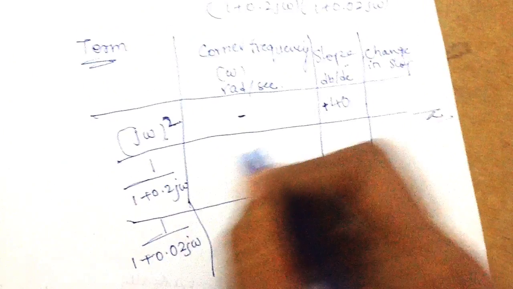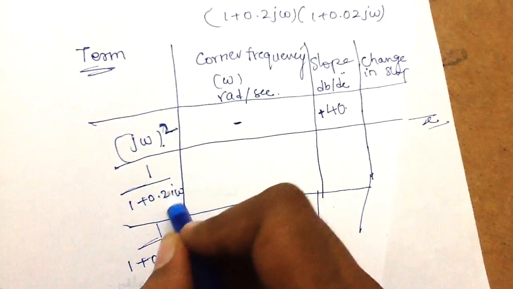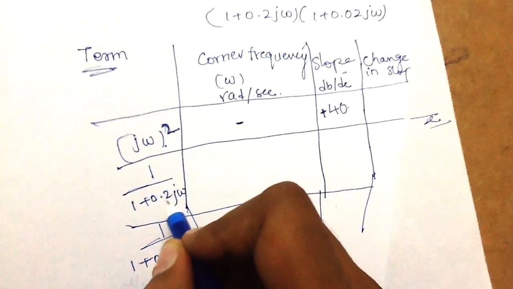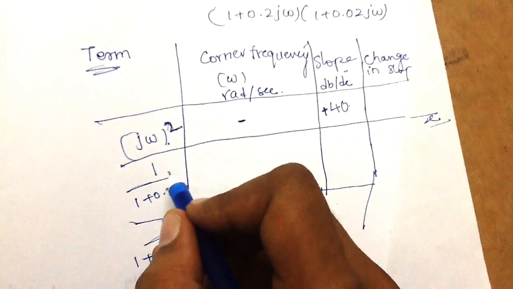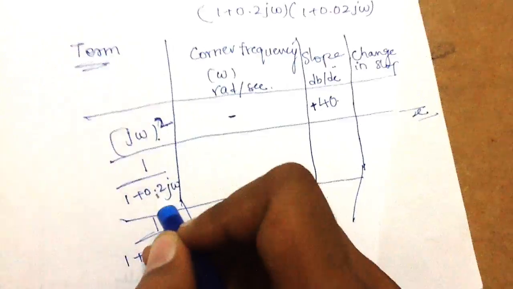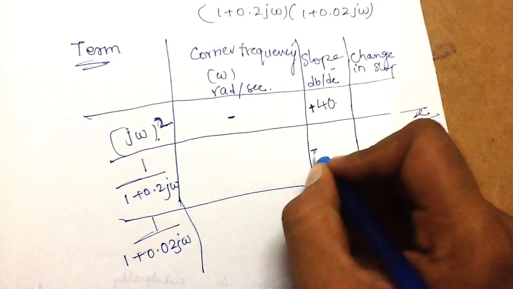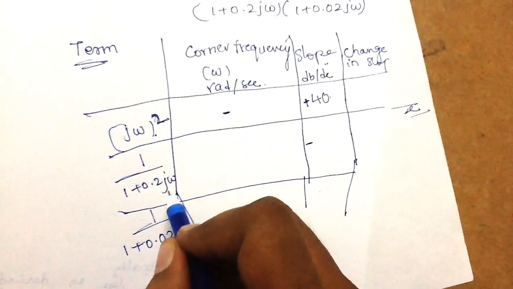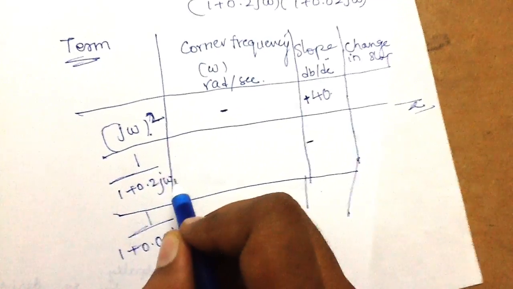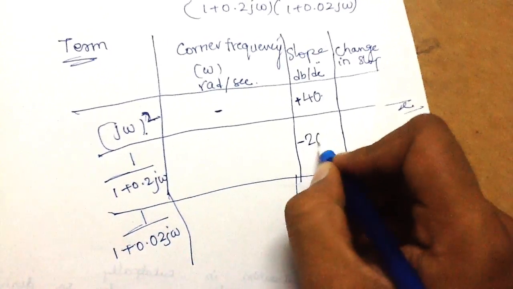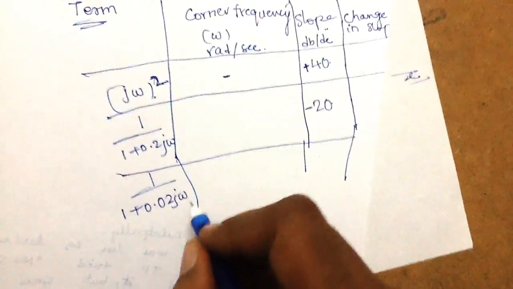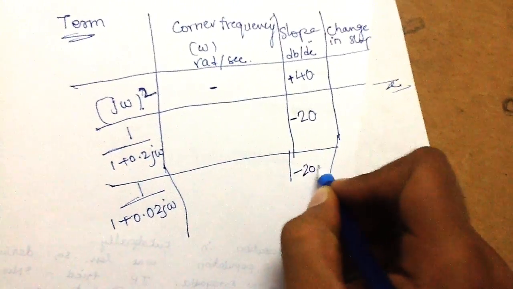And here you have what is this? Is it in the denominator or in the numerator? It's in the denominator. So you get a negative slope. And what is the degree? It's 1. You don't have any square in here. So 20 into 1 is minus 20. And the same goes with our last term.